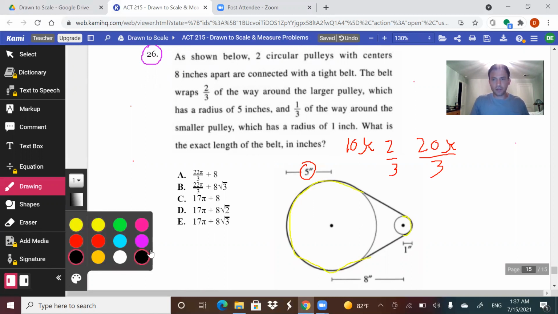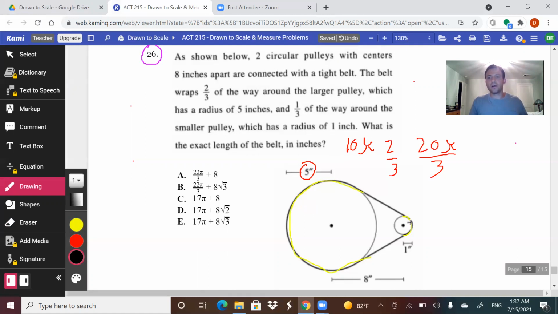So radius is 1. That means that the circumference, 2 pi r, is going to be 2 pi. But we only want 1/3 of this pulley. It only wraps 1/3 of the way around. So 2 pi times 1/3 is going to be 2 pi over 3. So together, the parts that wrap around the pulleys are 22 pi over 3, the circle part of the pulleys. Okay, so that tells us immediately it's not C, D, or A.